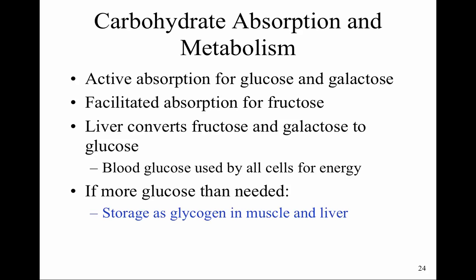So if you consume more glucose than needed, the first thing that happens, and this is pretty much any time you eat glucose, is you're going to store it as a form of carbohydrate. When you eat a meal, you're going to store glucose as glycogen. Plants store it as things like starch, we store it as glycogen. This is a storage form of glucose for us. And we store this primarily in two tissues, our liver and our muscles.